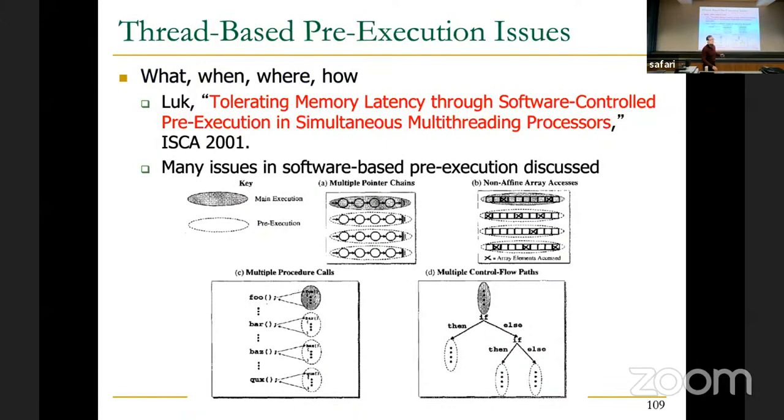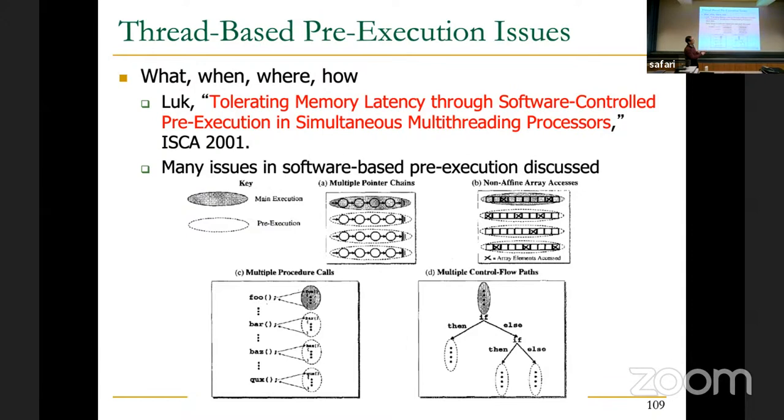So this is a paper that does this purely in software, assuming some instruction support. Basically, if you want to know about this, I would recommend reading this paper. It's a beautiful paper. But basically, these are some examples. I'm going to show you a code example also. It basically discusses many issues in software-based pre-execution. So you can see that here is main execution and pre-execution. For example, when the main program is going through this pointer chain in a hash table, you may actually spawn another thread that pre-executes this linked list in another bucket of the hash table. And basically, it's doing another lookup. And this is doing another lookup.